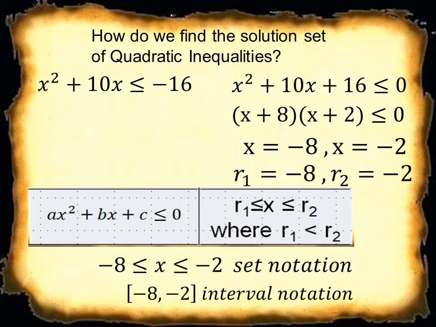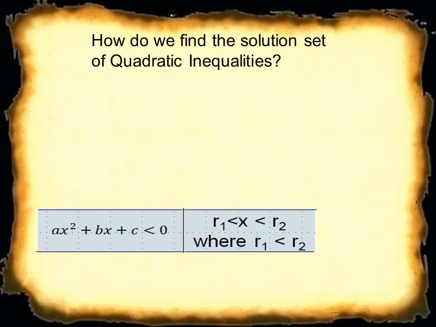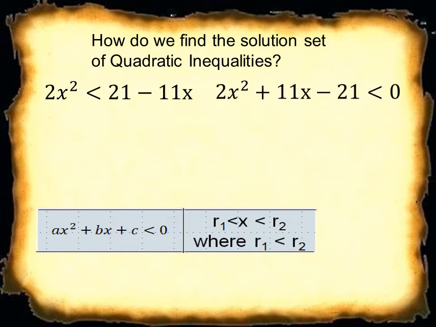Okay, so next example. How do we find the solution set of quadratic inequalities for this one? You have 2x squared is less than 21 minus 11x. So we will transfer 21 and negative 11x to make it in standard form. So you have here 2x squared plus 11x. Negative 11x becomes positive 11x at the left side, and positive 21 becomes negative 21 at the left side, is less than 0.